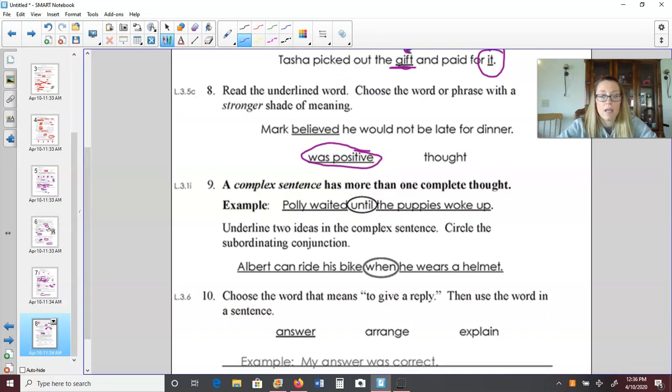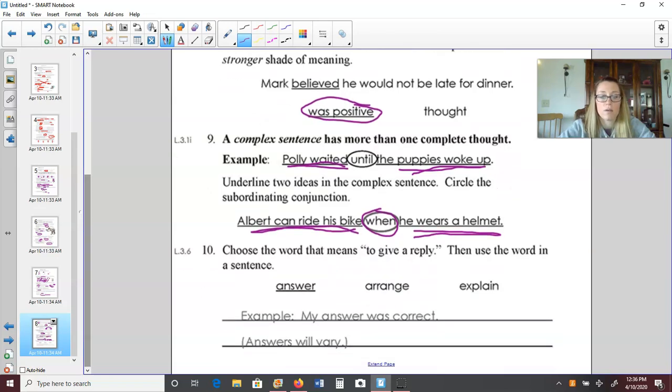Number nine says a complex sentence has more than one complete thought. For example, Polly waited until the puppies woke up. Okay, so they want us to underline the two ideas in the sentence. So like here in the example, Polly waited is one example of a thought, and then the puppies waking up is another complete thought. So Albert can ride his bike when he wears a helmet. So Albert can ride his bike, he wears a helmet, and then the word here in the middle is kind of joining those two thoughts together. Not quite a compound sentence, but the same type of idea.